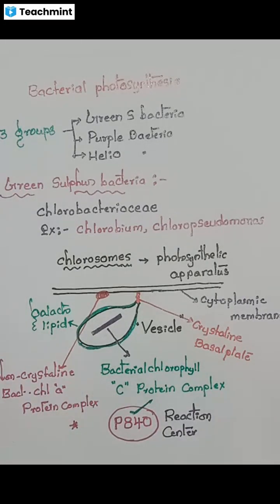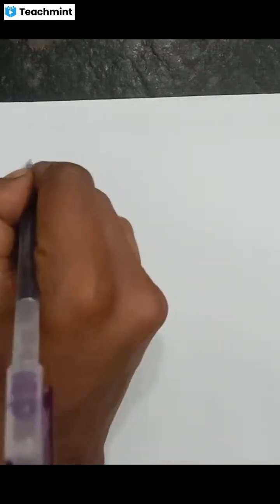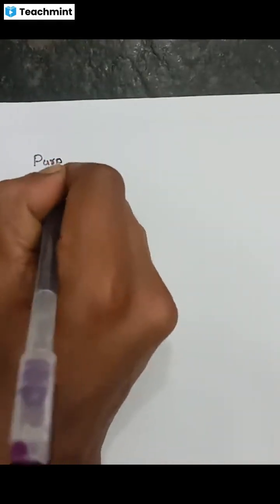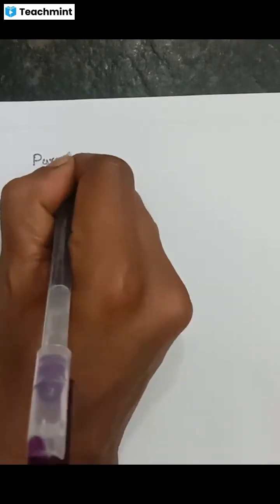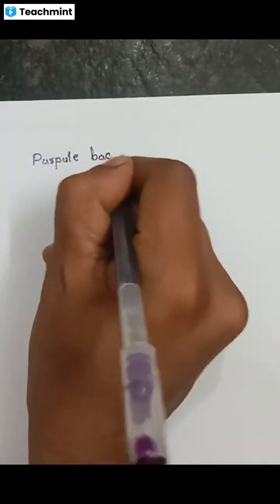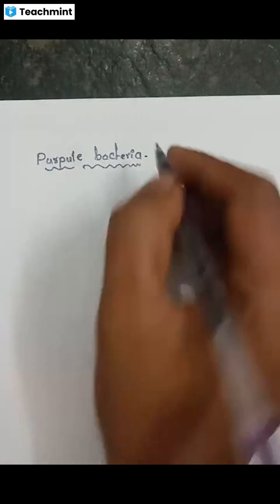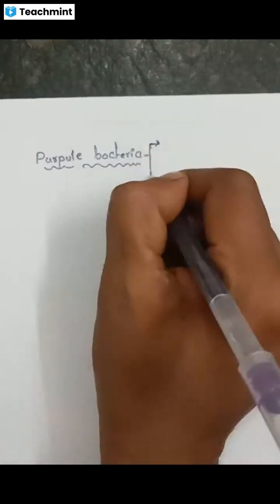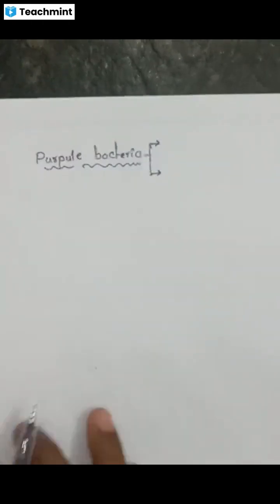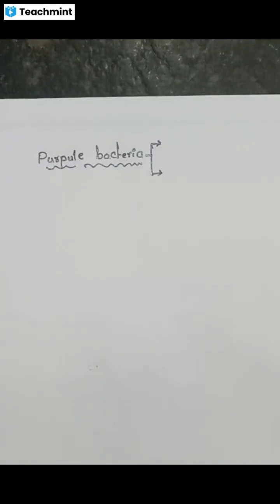And next one is the purple bacteria. The next photosynthetic bacteria are the purple bacteria. These purple bacteria are again classified into two types.